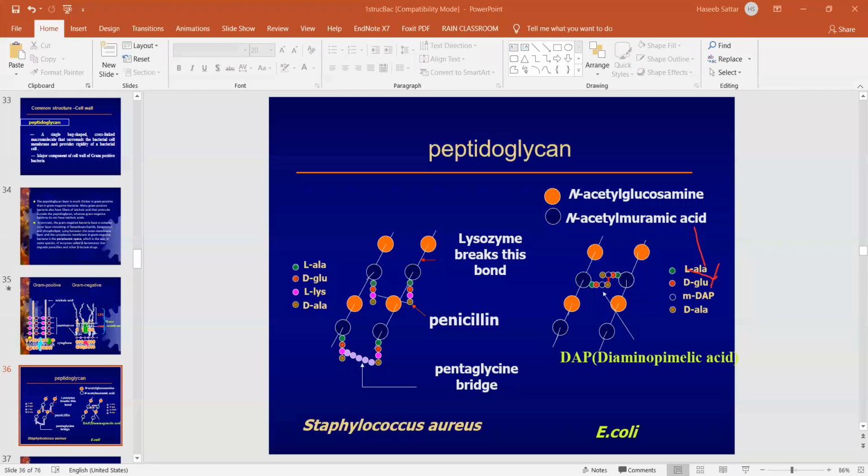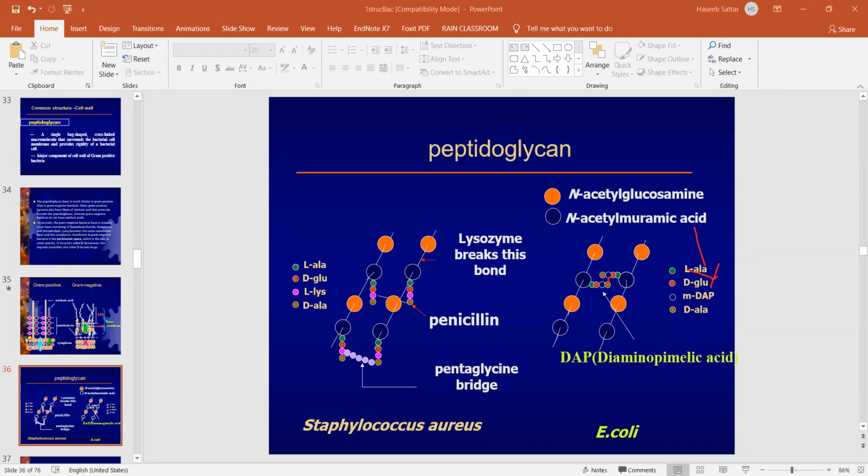So the most important amino acid, the worthy one, is diaminopimelic acid. It is a unique amino acid which is only present in bacterial cell wall in nature. Okay, remember this. Diaminopimelic acid, or DAP molecule, is the only amino acid present in bacterial cell wall. It is very unique.